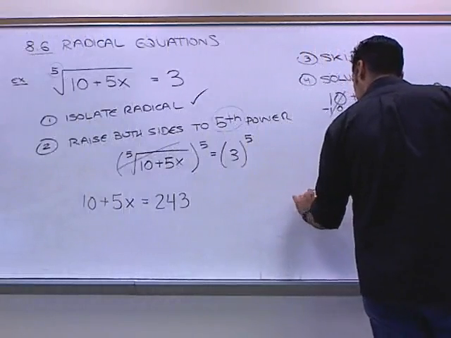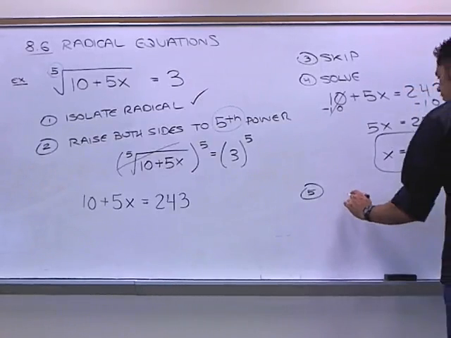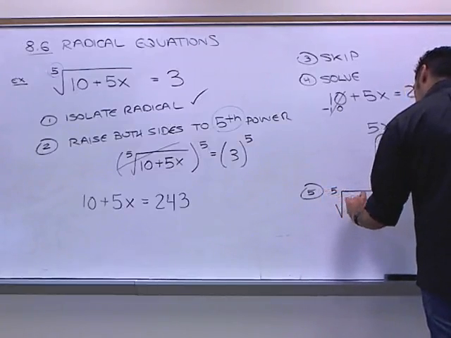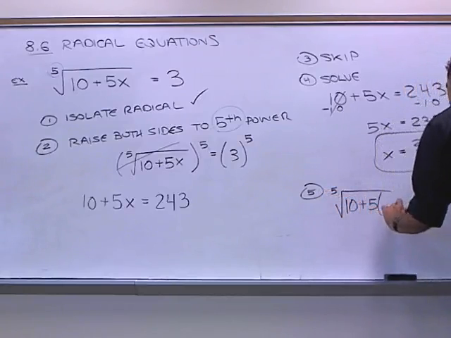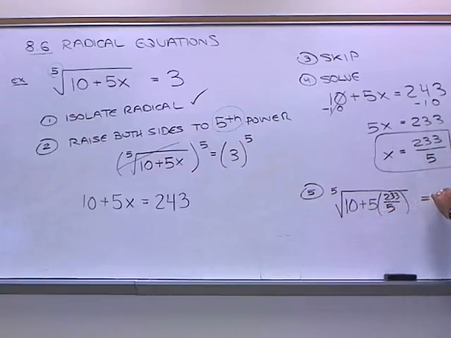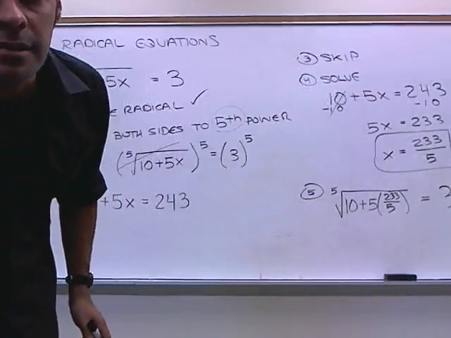All right? Check it. To check it, don't we take this answer and plug it into the original problem? Okay, here I go. I'm going to have the fifth root of 10 plus 5 times what I think x is, which was 233 over 5, and then I have equals 3. I want to know if that is correct or not.